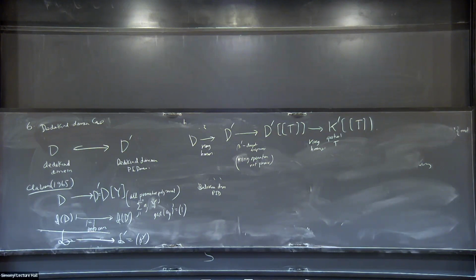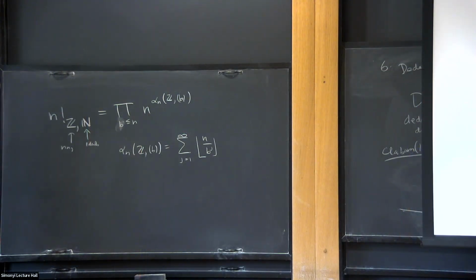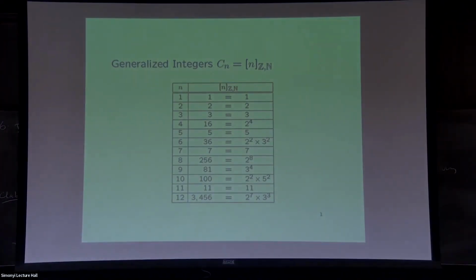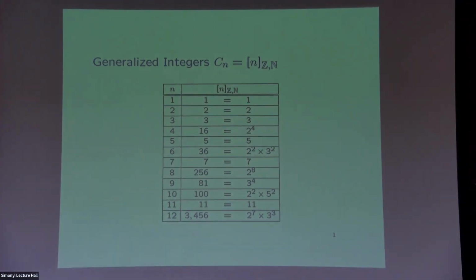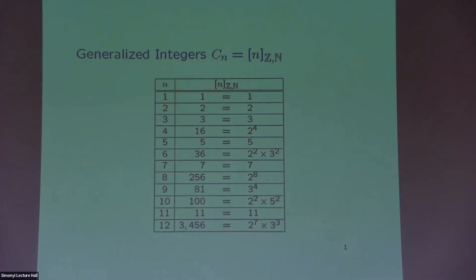And the last thing is this max min criterion is sort of a different way to express the invariants. As you said, you can get the integers, the generalized integers, by taking the ratio of two consecutive factorials. So these are the generalized integers. The generalized integers for primes are just the primes themselves, but the composite numbers now have bigger powers.